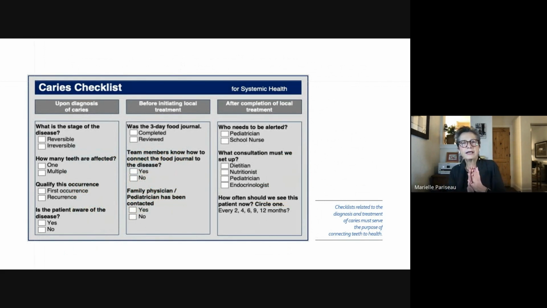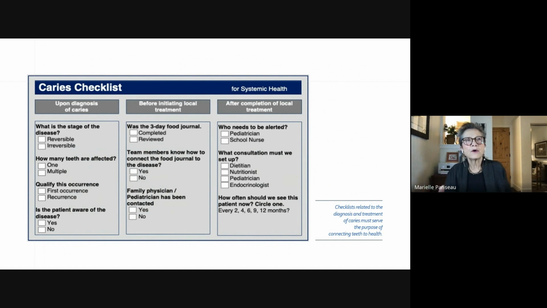So I've gone ahead, and maybe some of you have seen this when I spoke at other conferences, and created the first prototype that needs to happen within dental clinics. It's a caries checklist. Checklists are ever present in aviation. They are present in medicine now, thanks to a doctor who implemented checklists in hospitals. So I created a checklist for dental clinics.